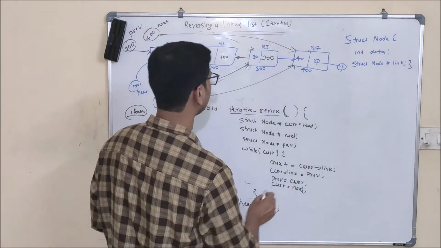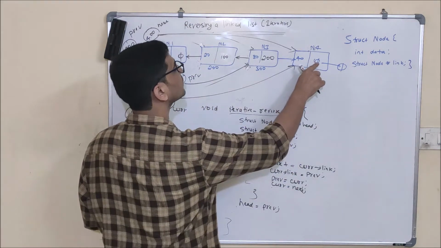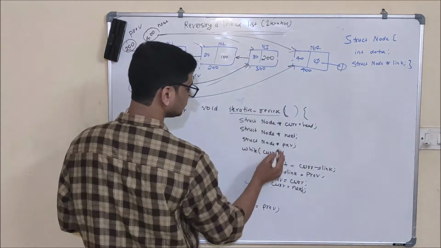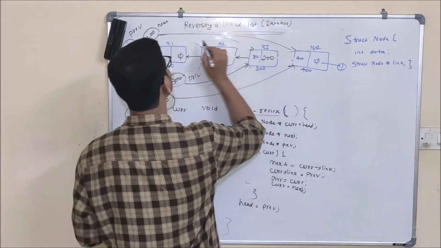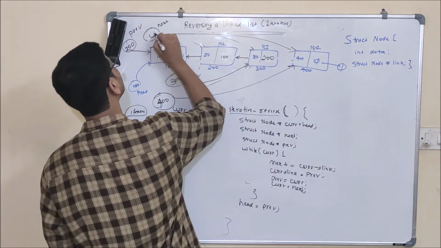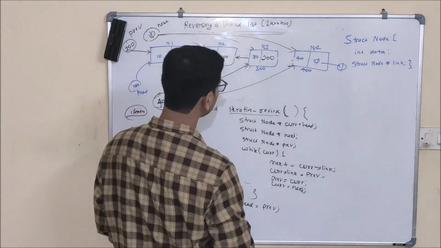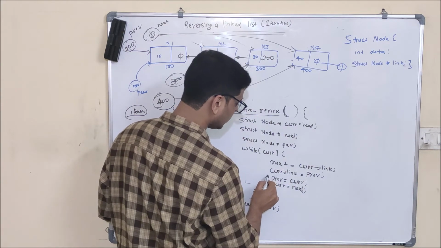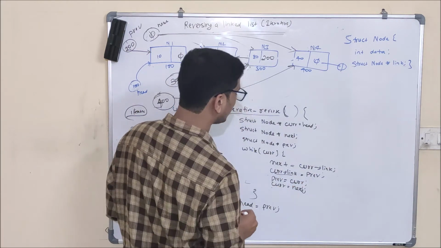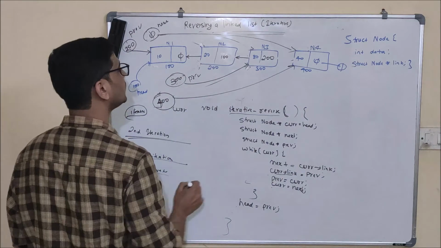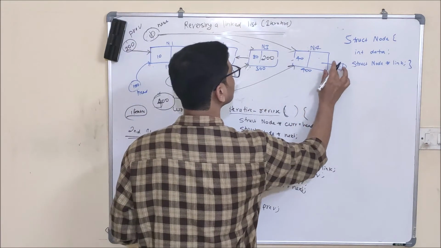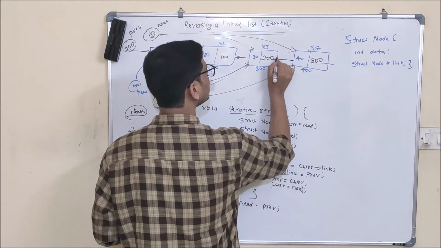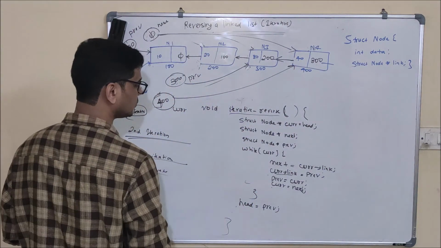That is next will be updated to current dot link. And what is current dot link right now? Current dot link is null right now. So next will be updated to null. In next line what will happen? Current dot link will be updated to previous. And what is previous? 300. So this will be broken. 300 will be there, which means node 4 will start to point to node 3.